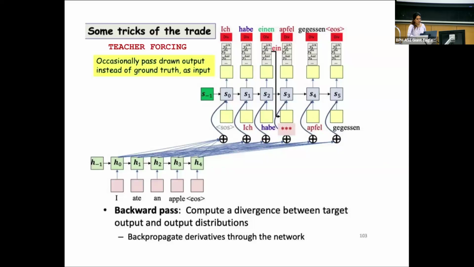And for backpropagation, we compute the divergence between the target output and the output distributions, and then we backpropagate all the derivatives through the network. Any questions?